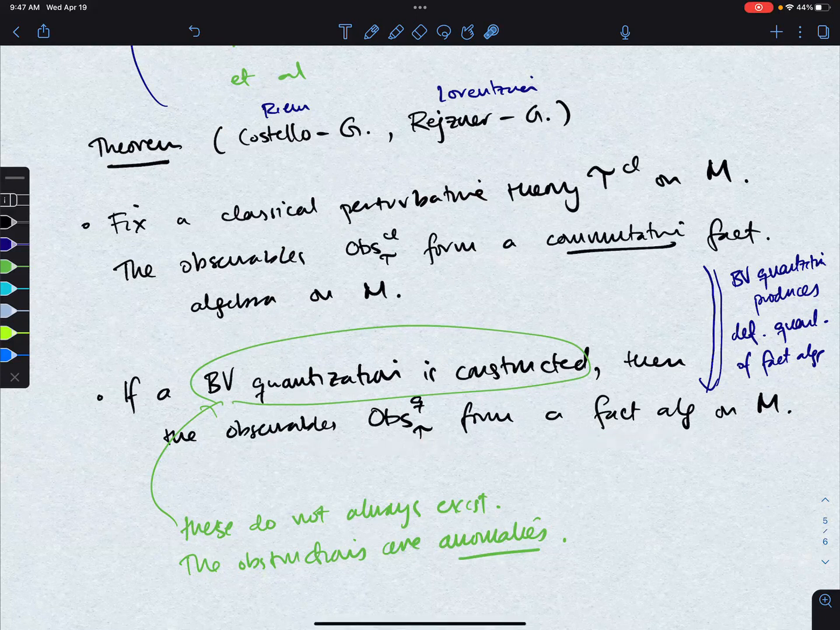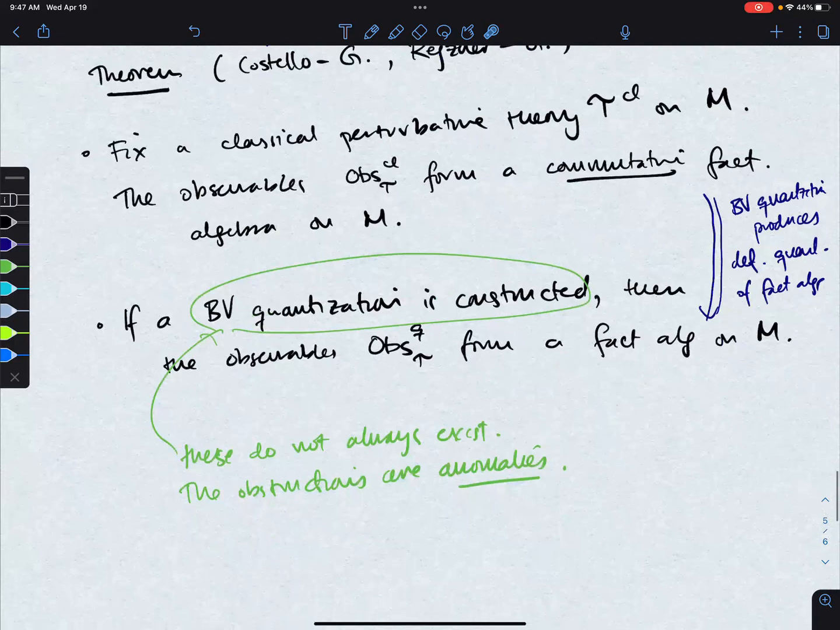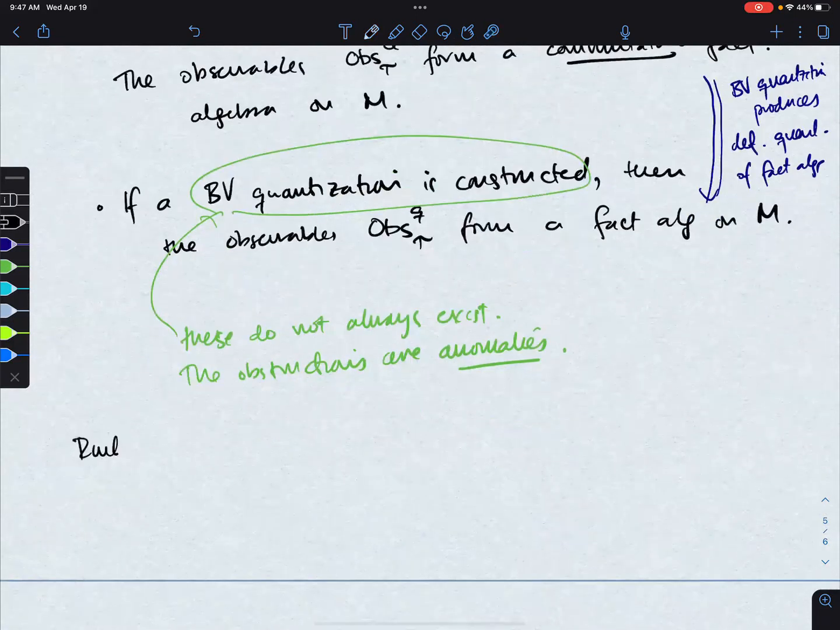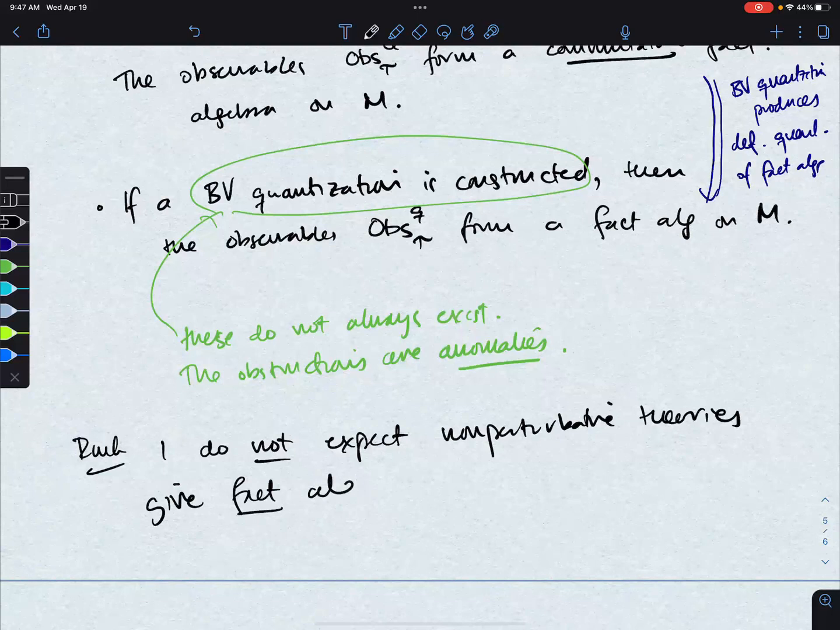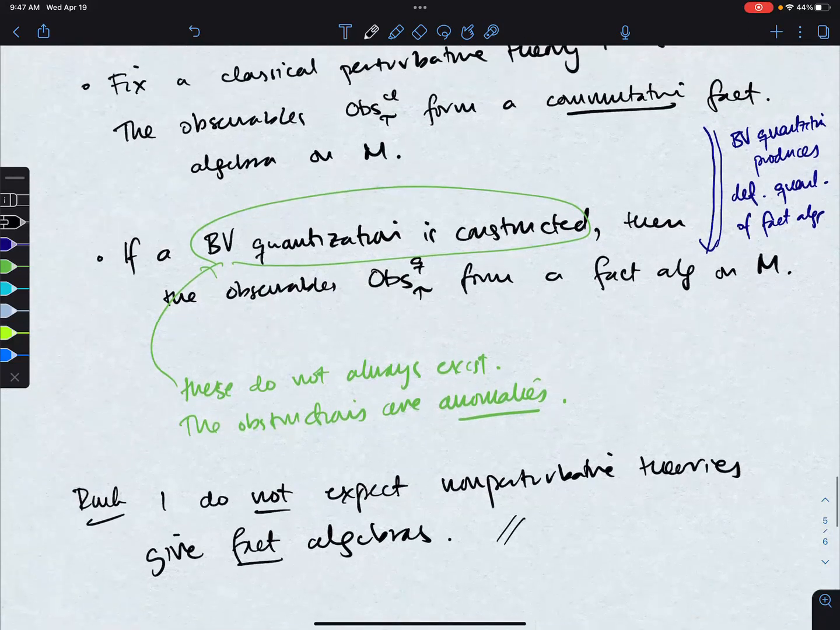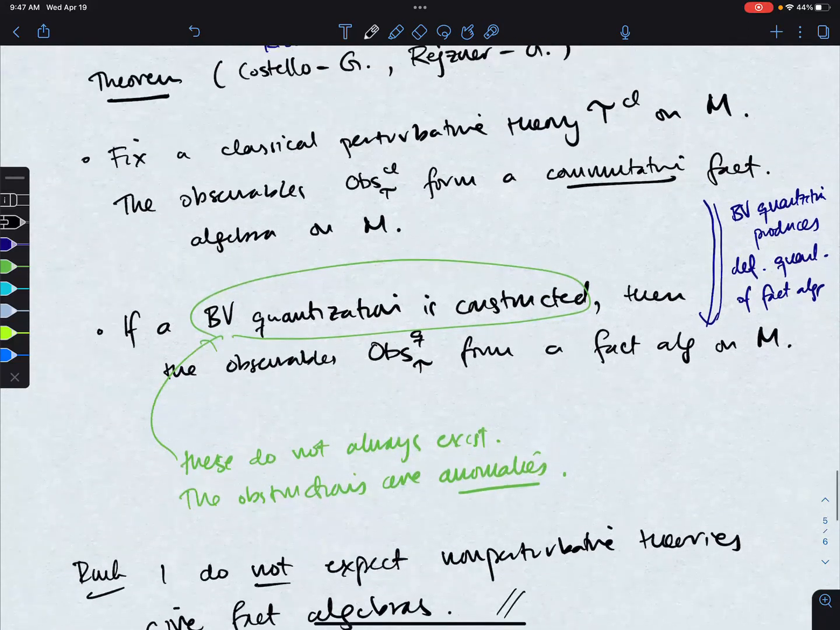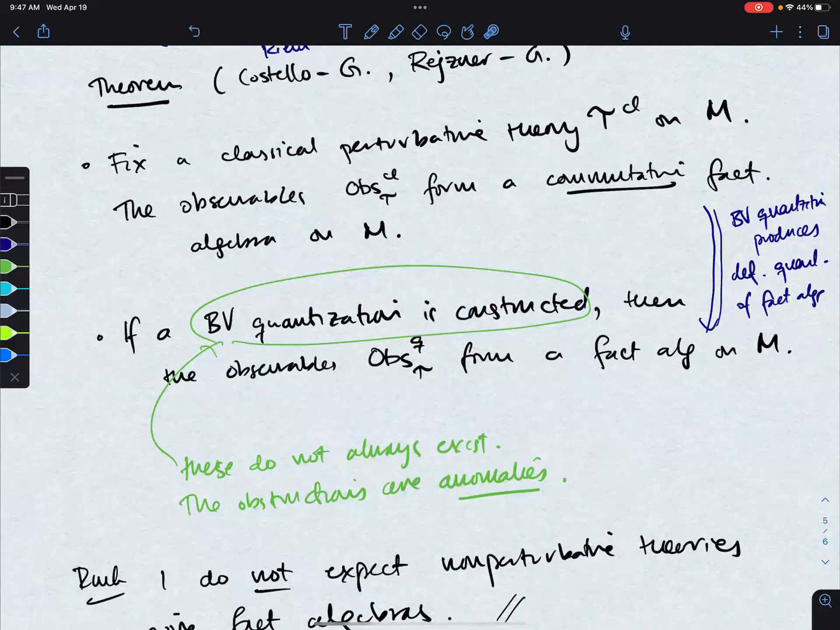I want to remark, my notes have the following remark. I do not expect that non-perturbative theories give factorization algebras. I think they do give you pre-factorization algebras, but I think this local to global principle breaks down. So I'm happy to talk about that after the talk. But I think this notion of factorization algebra we introduced is really well formed for perturbative stuff, but I don't know what the non-perturbative version is.